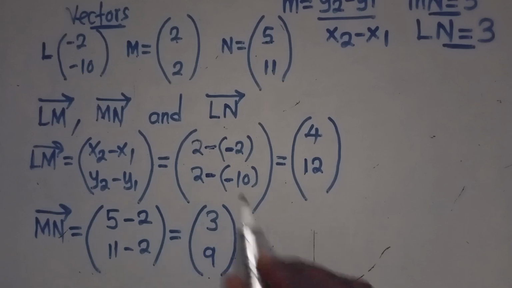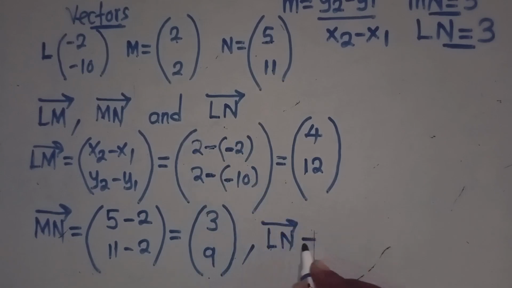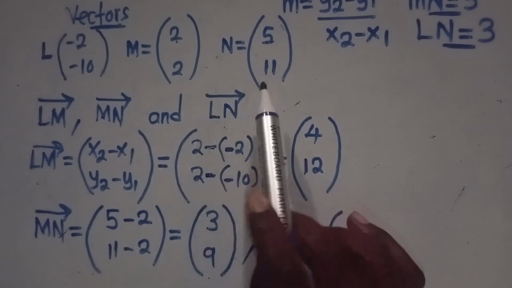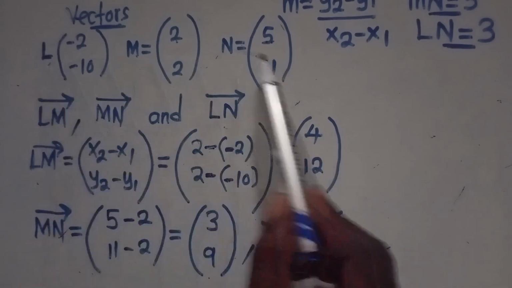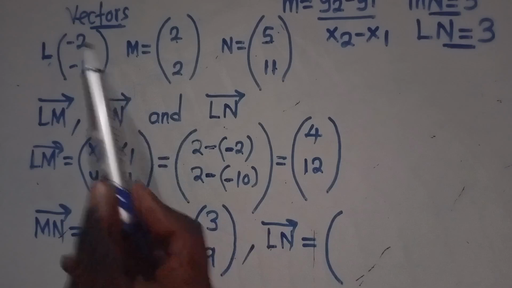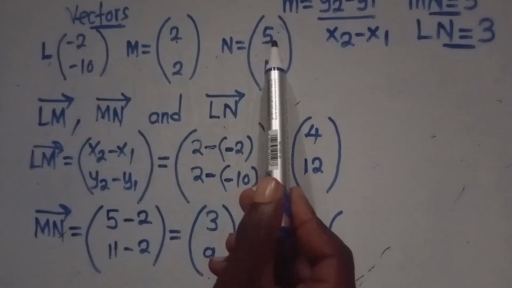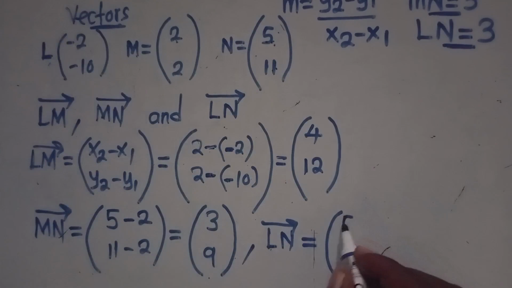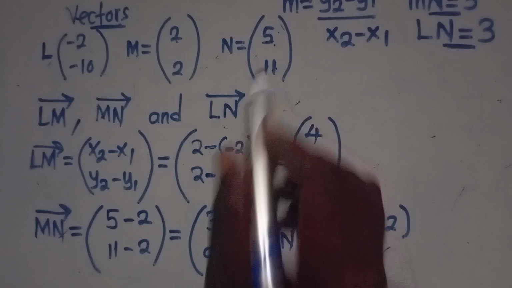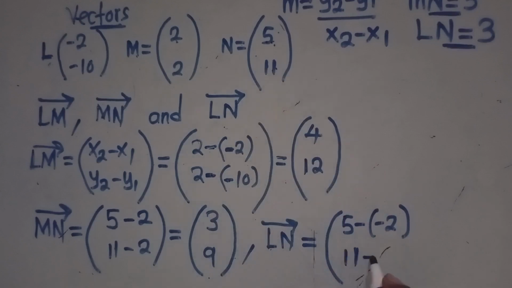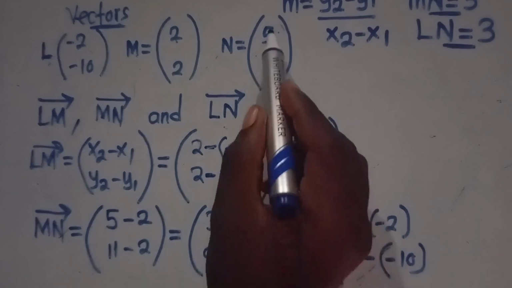We move to the last one, which is LN. So I want you to be very attentive. We are saying LN: 5 minus negative 2. What is 5 minus negative 2? And then we've got 11 minus negative 10. What is on top?